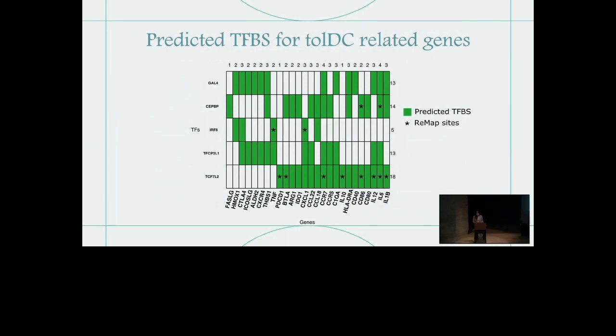These are the results of the search for transcription factor binding sites. On the y-axis we have the transcription factors, and on the x-axis are the genes related to the tolerogenic dendritic cells. The ones in color are the binding sites that we found, and the stars mark the sites that were corroborated with the ReMap data.